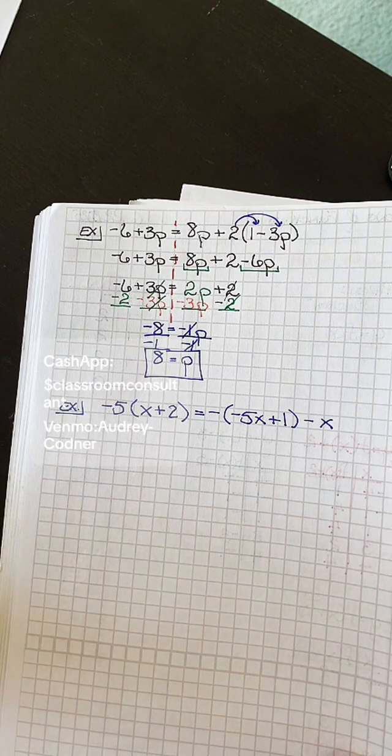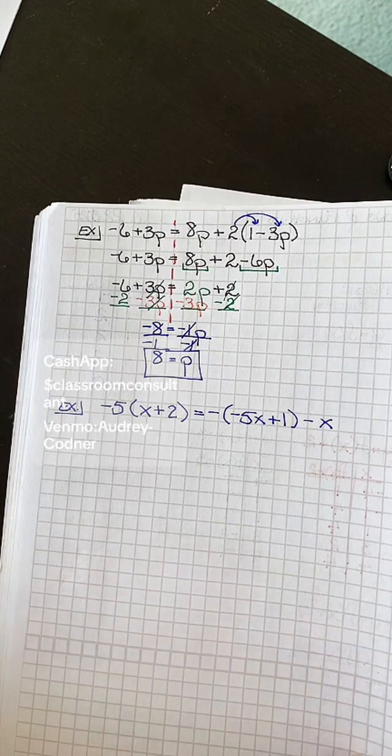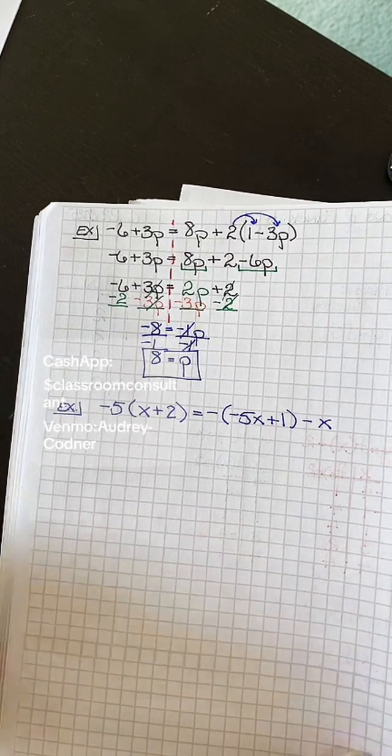I'm waiting for Caden to say his famous thing. Waiting for Caden to say it. Do it, Caden. Do it. There we go.